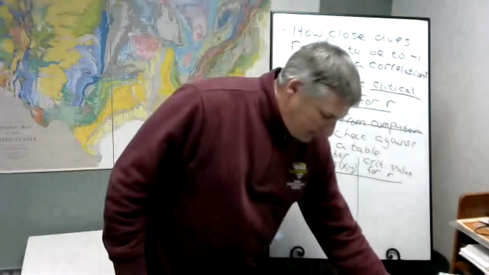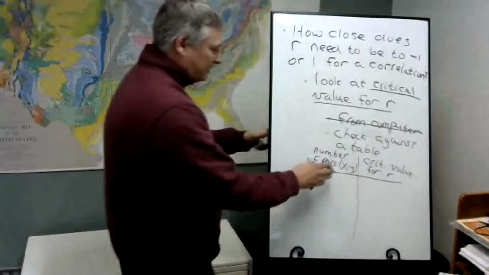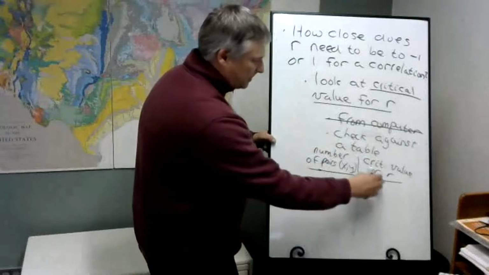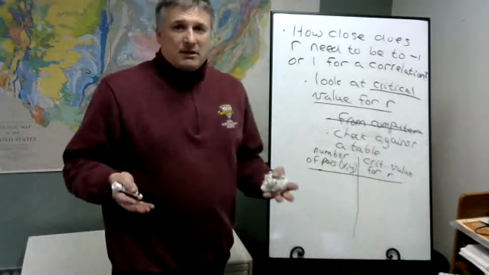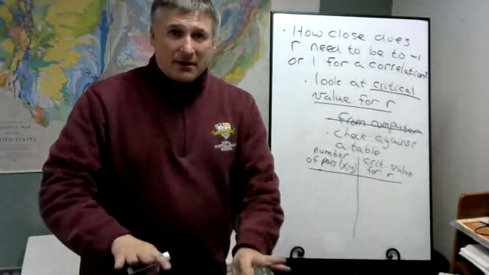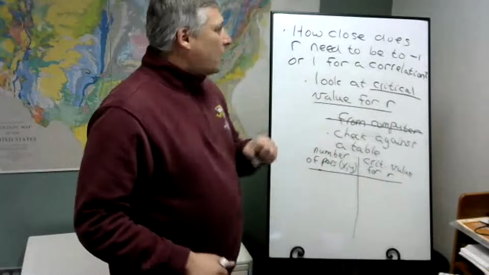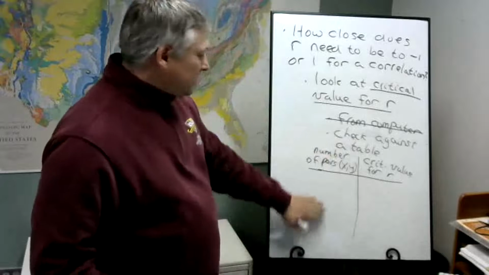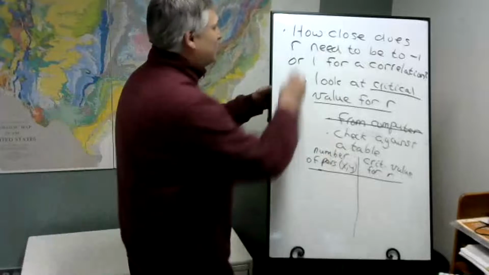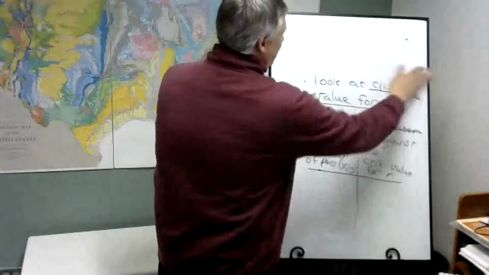So how do we do this? Well, this thing's going to have number of pairs and then the critical value for those numbers of pairs. That's just going to be given. That's in the chart. That's going to be solid there. We're going to get our R value and compare it to these critical values depending on how many points we had. Let me give you an idea of how this works.